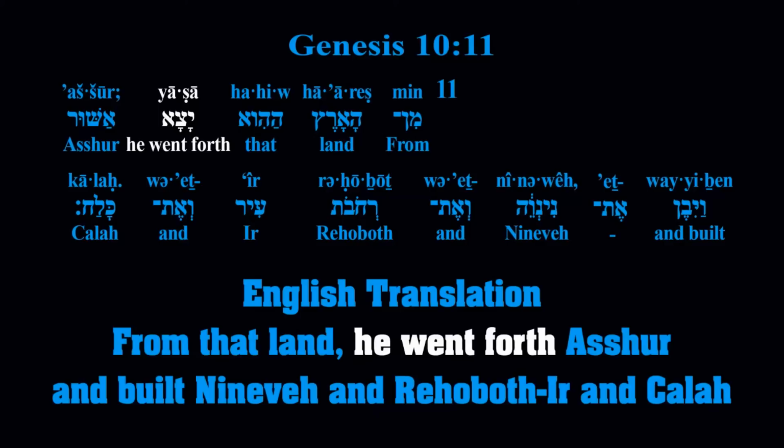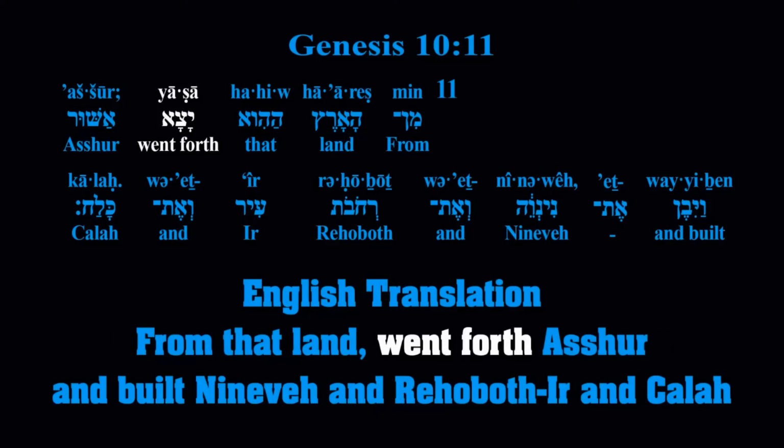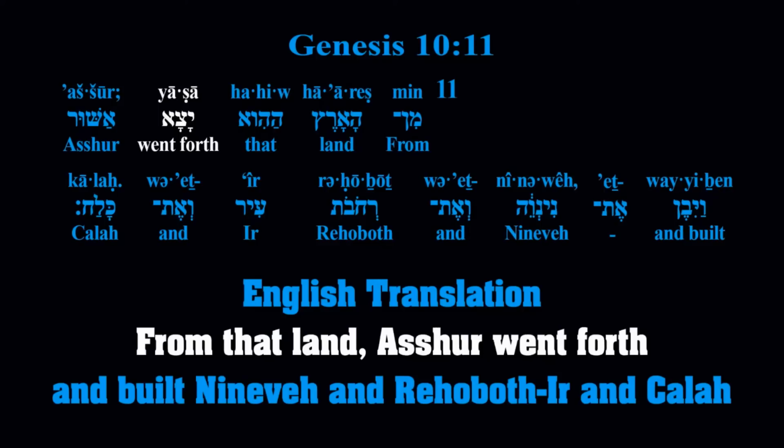Now the translators thought that the word Asher meant Assyria, so they added the male pronoun he to Yatsa. But there's not actually a male pronoun here. So we'll drop it in this translation. Now remember I told you the sentence structure of Hebrew is not like English. Usually you have to move the nouns in front of the verbs. So this verse should actually be better read as, from that land Asher went forth and built Nineveh.